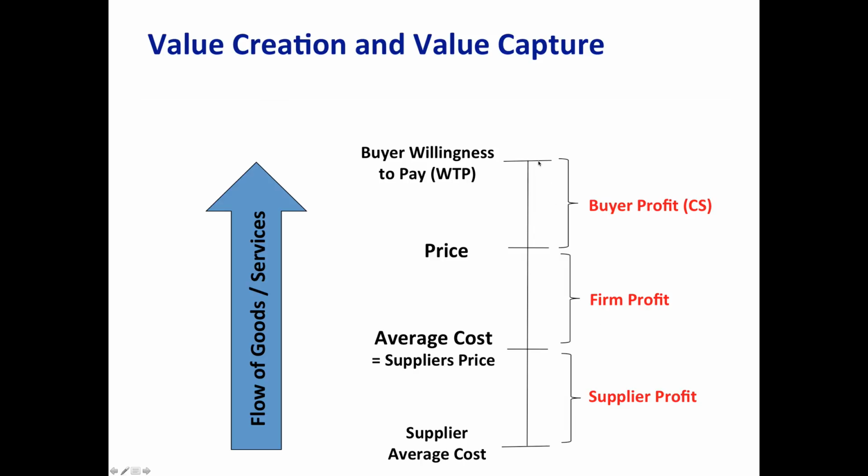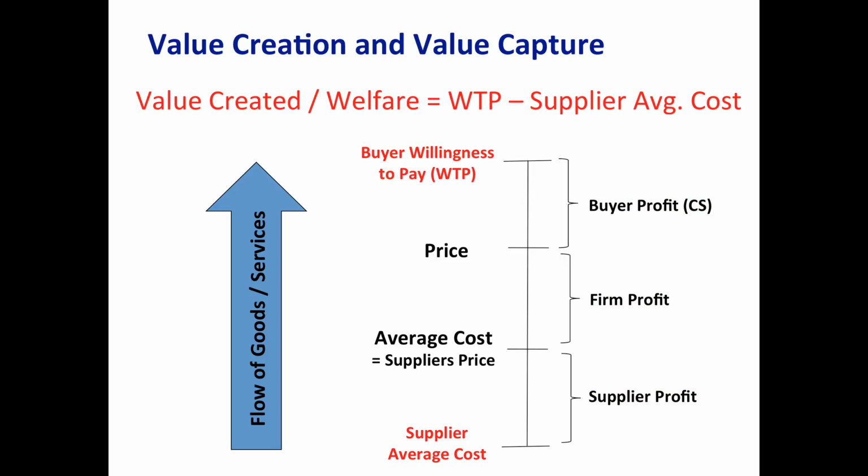This picture, just a vertical bar with the average cost and the price on it, showing how the total value gets divided up between buyers, suppliers, and firms, is often called a value stick. And we'll use value sticks to think about unit value creation and value capture, the economics of an industry on a per customer or per transaction, per dollar of sales kind of basis.